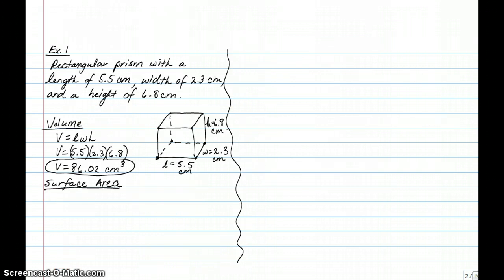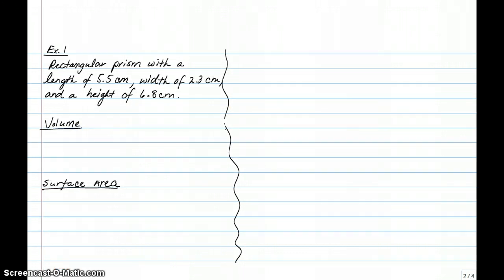All right, in example 1, I'd like you to write this down. A rectangular prism with a length of 5.5 centimeters, a width of 2.3 centimeters, and a height of 6.8 centimeters. You can pause the video at any point and then restart it again to hear how this works. Okay, so the volume formula is going to be V for volume equals length L times width W times height. I always make the length the longest side, but not all texts do that.